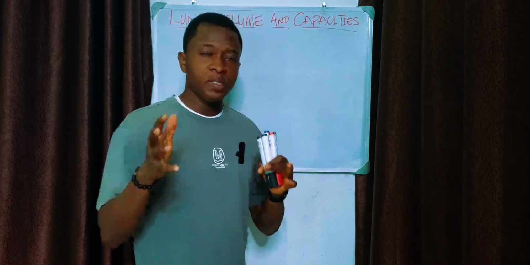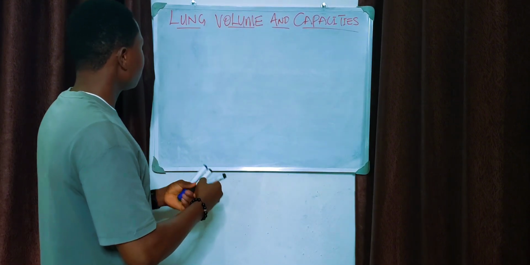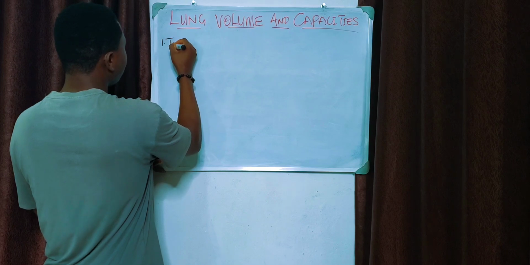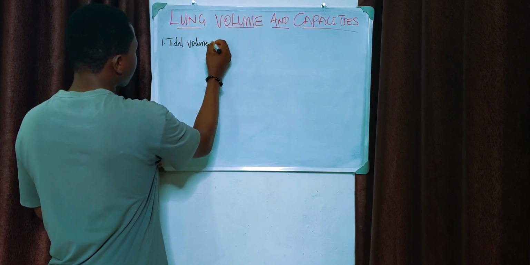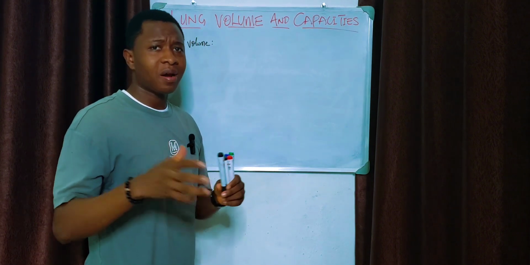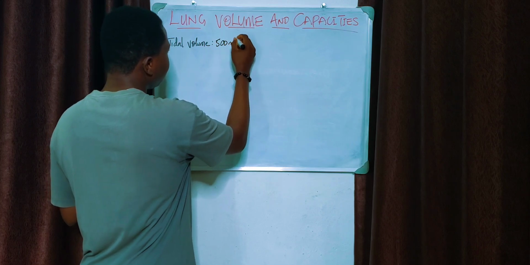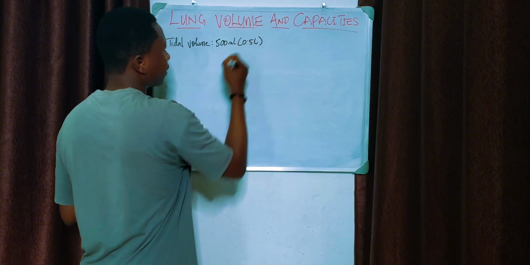So there are four basic types of lung volume. I'm going to start with the first one. The first is what we call the tidal volume. The tidal volume is around 500 milliliters, which is equivalent to 0.5 liters.